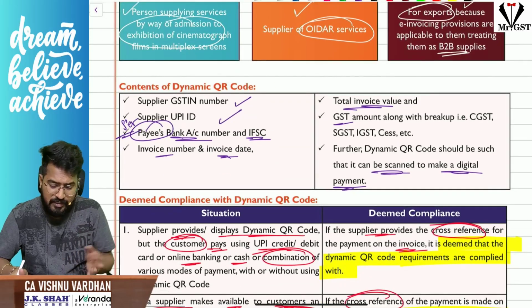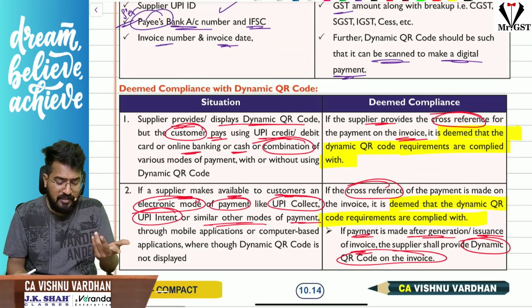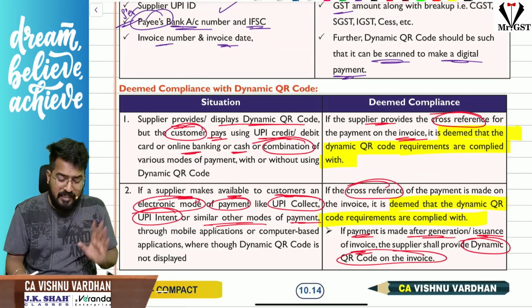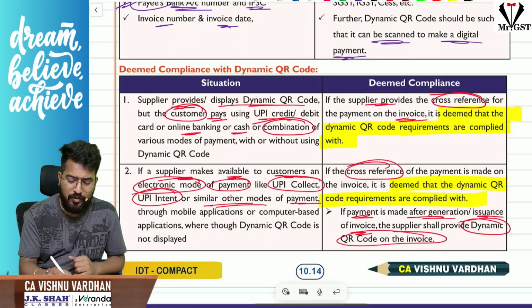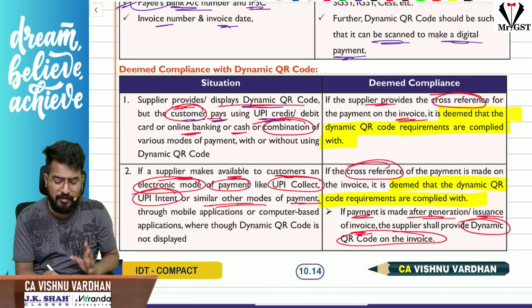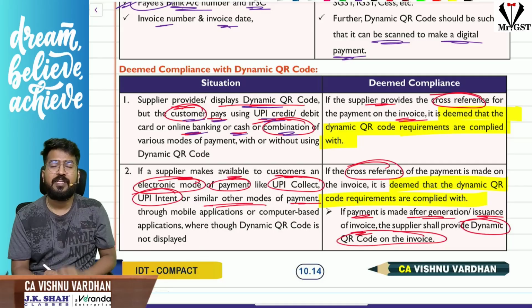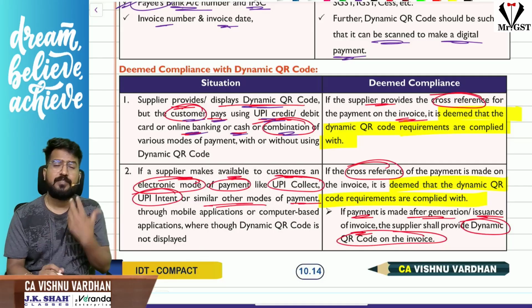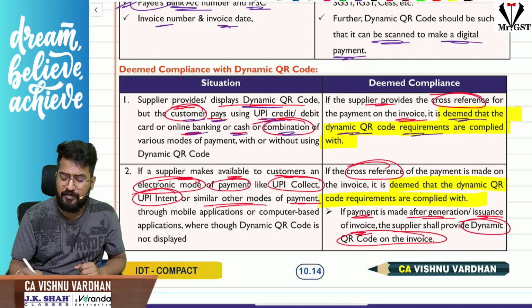So what are the contents of dynamic QR code? All that they have given here. Now there are some small points here regarding clarifications, but still, sir, deemed compliance with dynamic QR code. There is a doubt that, sir, I am displaying a dynamic QR code, but the customer is using UPI, credit card or debit card, or online banking or cash, or a combination also. What should I do? Sir, am I violating the law? Like that, suppliers are getting the doubt. Then the department is clarifying, no, it is deemed that you have complied with dynamic QR code provisions.